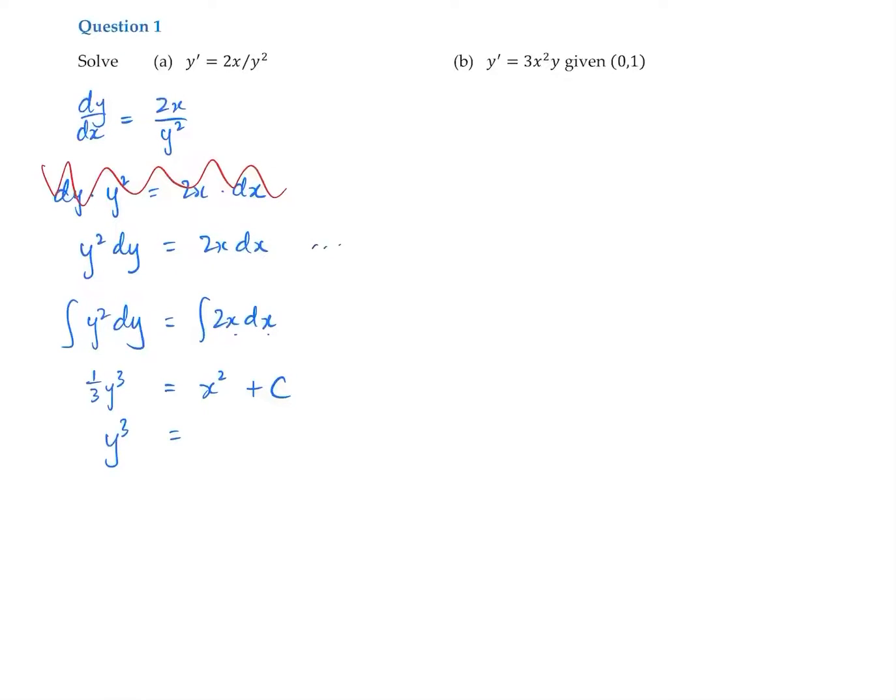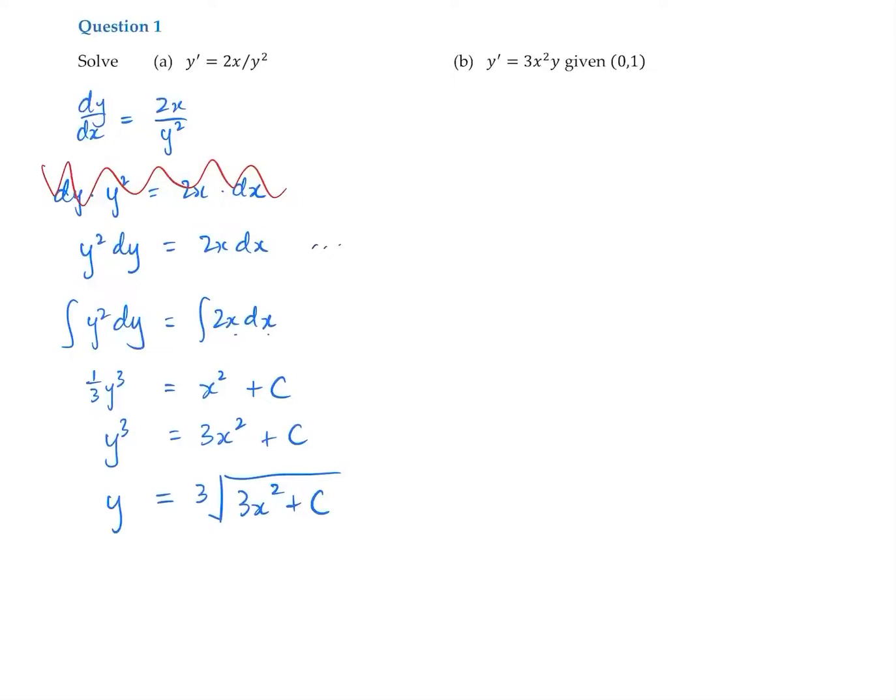Y cubed equals 3x squared plus c. A constant times 3 is still a constant. I don't have to call it c2. I don't have to call it 3c or anything like that. It's just a constant. And later on, if some information is provided that the curve goes through 1, 4 or something like that, then the constant will be found, and the equation will be found. And so y equals the cube root of 3x squared plus c. All right, so there's nothing more to be done here, and there's no plus or minus, nothing to worry about.